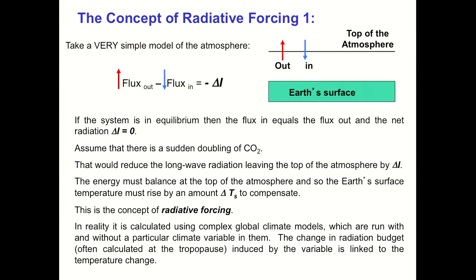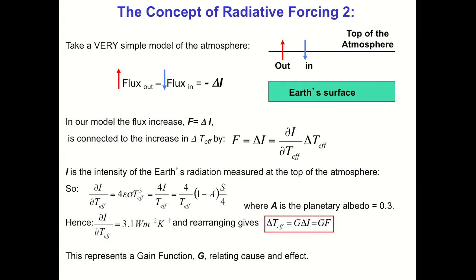Now in reality, of course, the response is examined very carefully with a very large, complex global climate model. If we run the climate model with and without a particular variable in it, so we might have a particular variable suddenly perturbed, we look at the comparison between that and the unperturbed system and look at the impact it has on, for example, the temperature. And then we can link that to the change with respect to radiative forcing.